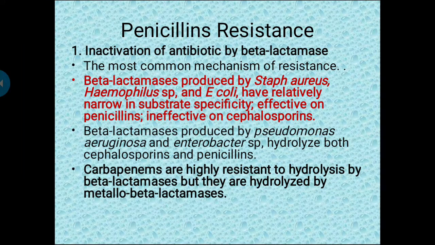And carbapenems are highly resistant to hydrolysis by beta-lactamase, but they are hydrolyzed by metallo-beta-lactamase. So carbapenems are normally not degraded by the beta-lactamase, but there is a special beta-lactamase called metallo-beta-lactamase, which was discovered first in New Delhi, and it can degrade the carbapenems as well.